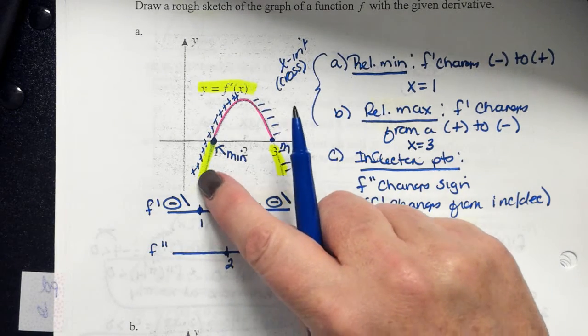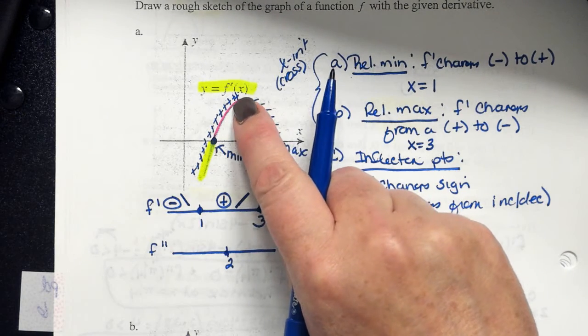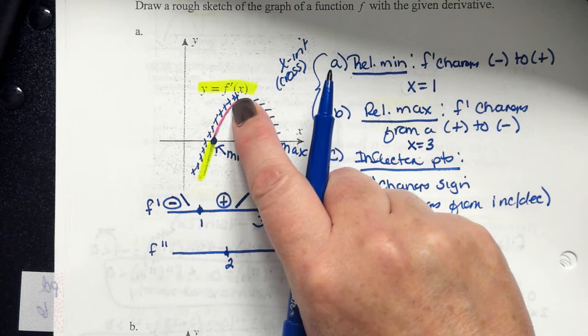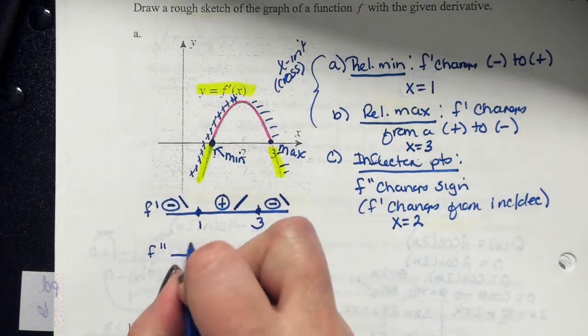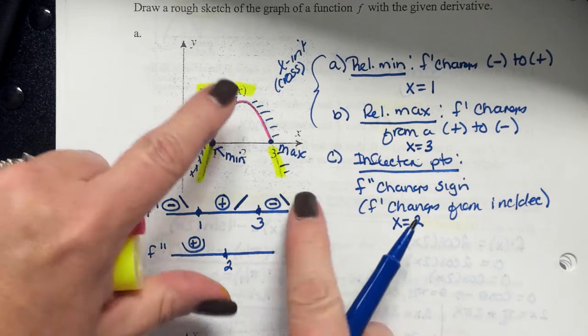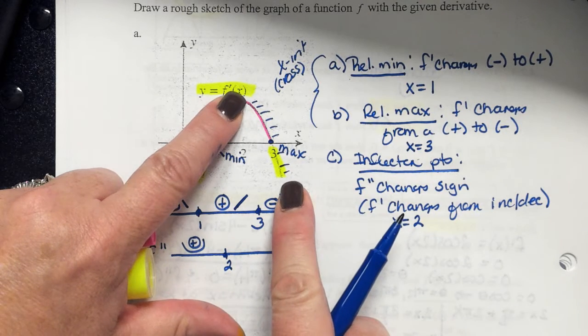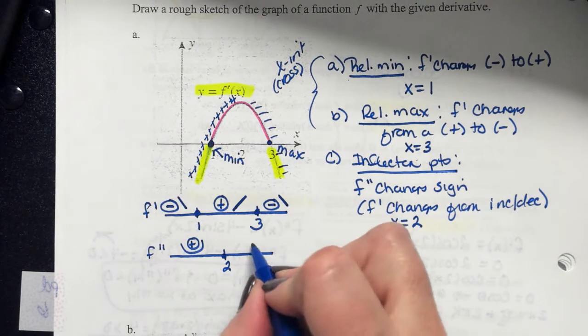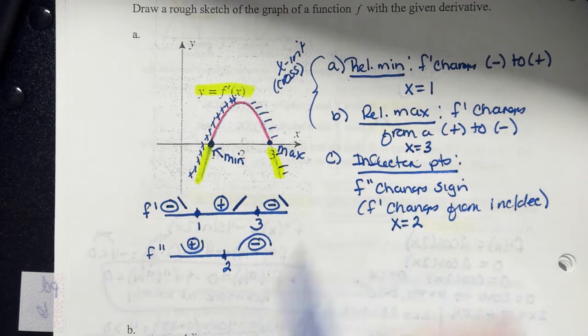So when x is less than 2, what can you tell me about the second derivative? The second derivative is what? Positive, so I'm going to have to be concave up. Greater than 2, the second derivative is negative, so I'm going to have to be concave down. Okay? Because you want to make sure you understand what you're doing before you start to do the construction.